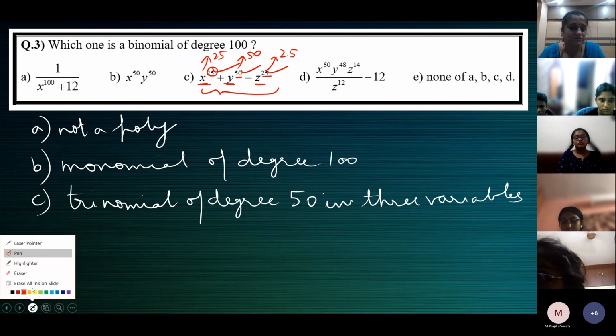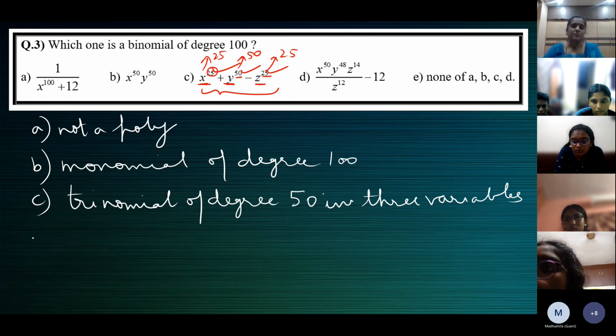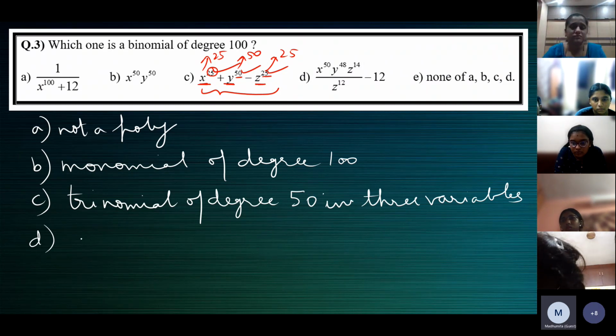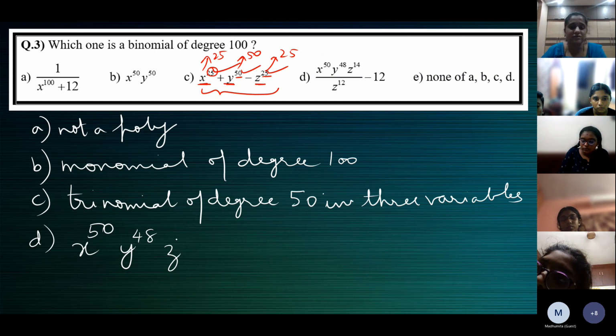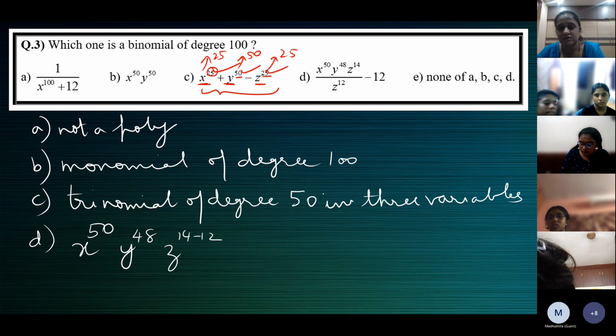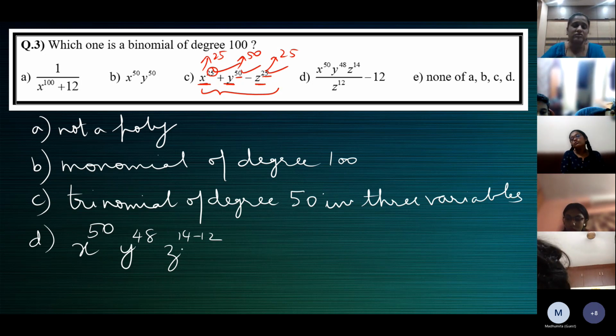What about D? Yes, ma'am, D is the answer. Okay, how do you simplify that? Ma'am, we're supposed to bring Z to the power 12 to the numerator and it becomes Z to the power minus 12. So D can be simplified like this: X to the power 50, Y to the power 48, Z to the power 14 minus 12, correct? Because when bases are the same, Z, Z, and it's division, we subtract the powers. So 14 minus 12.